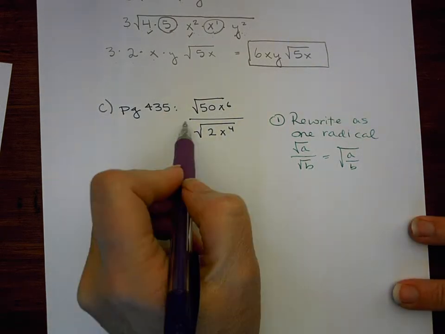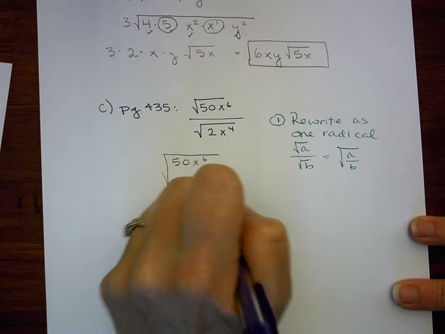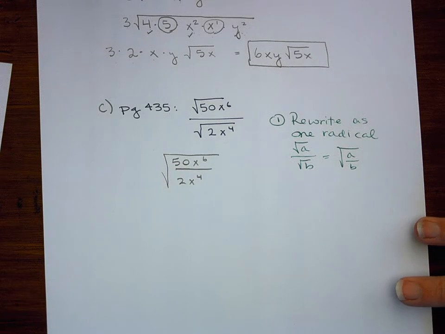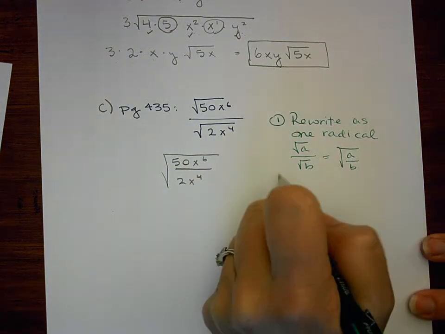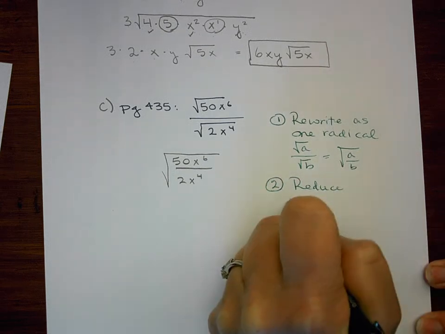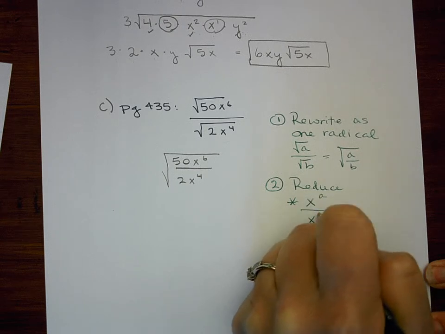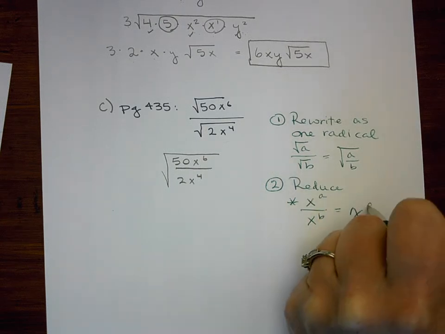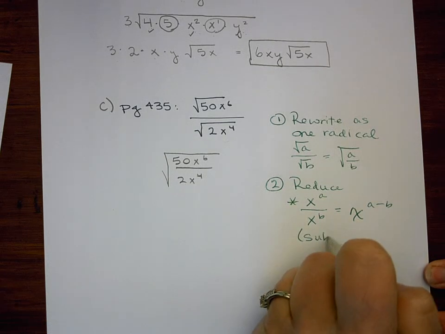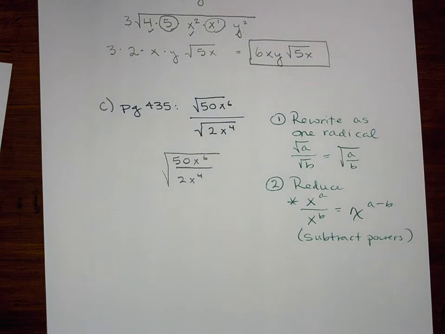So this is the original problem, so I'm just going to rewrite it. And then once I get to here, I'm going to simplify, so I'm going to try to reduce the fraction. And just as a reminder, when we're dividing, we subtract our exponents. So if I have 2 variables, then I just subtract my powers, right? As long as they have the same base, so in this case they're both base x, I would just subtract my powers. But in dividing numbers, we would just divide. So don't get that confused.